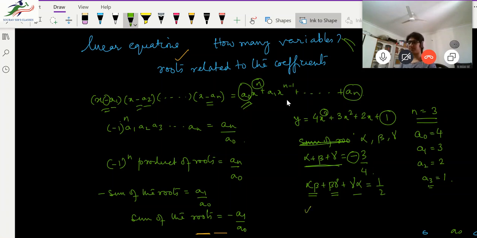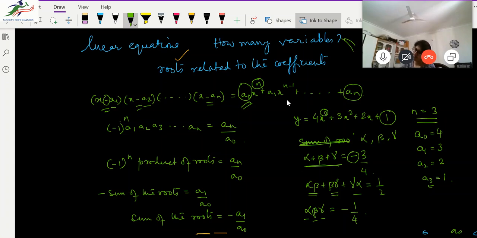What would be alpha beta gamma? So this is minus, minus, minus. So this will be minus. How much will that be? Minus 1 upon 4. Minus 1 upon 4. Got it? So this is the kind of problem that you will get in the examination.